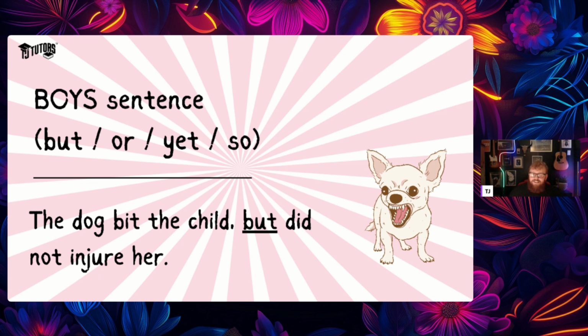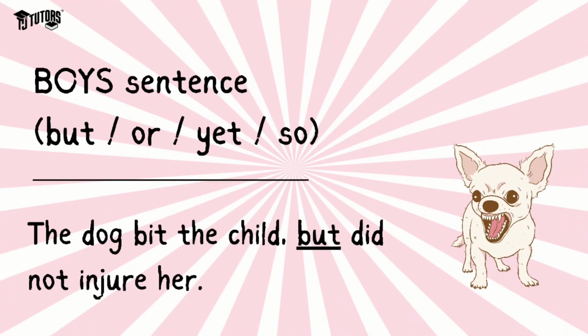Okay, so you try and get a sentence now where you've got your original main clause at the beginning, your simple sentence at the beginning, then you've got a coordinating conjunction after that, followed by an additional piece of information.